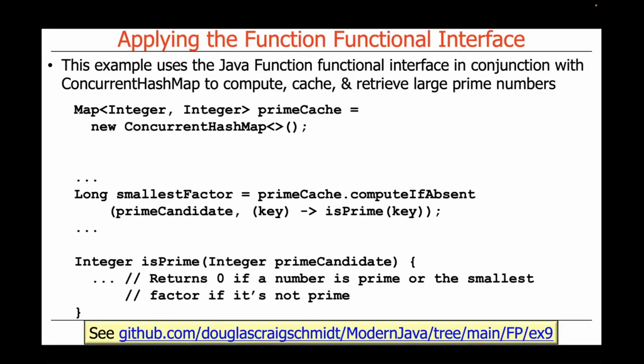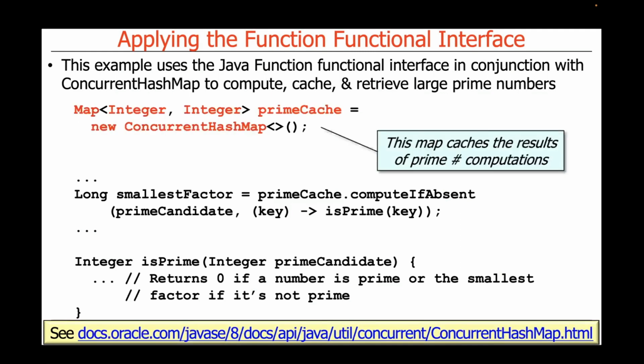This particular example, which is found in the EX9 project in my FP folder in the Modern Java GitHub repository, uses the Java Function functional interface in conjunction with ConcurrentHashMap to compute, cache, and retrieve large prime numbers. This is the instance called primeCache, which is a ConcurrentHashMap. It's going to cache the results of these long-running prime number computations.